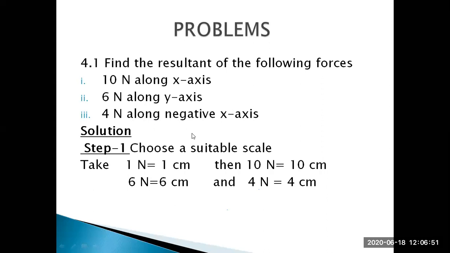So I start the solution. Step 1, in this numerical, we need to choose a scale. So we choose a scale, 1 Newton equals 1 centimeter. Then 10 Newton will be 10 centimeter. And 6 Newton along y-axis will be 6 centimeter. 4 Newton along negative x-axis equals 4 centimeter.